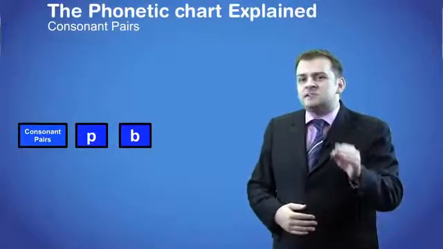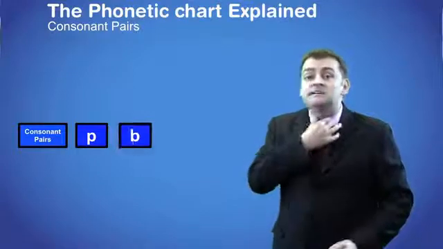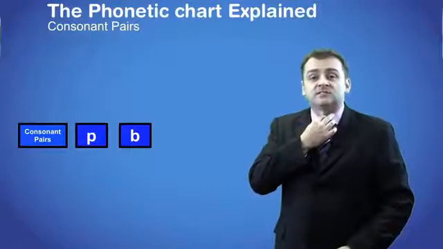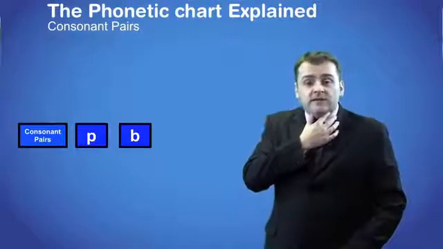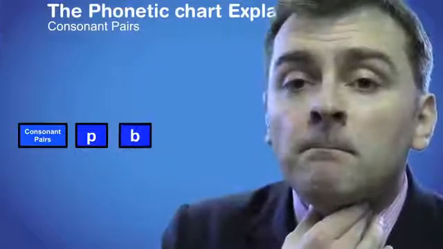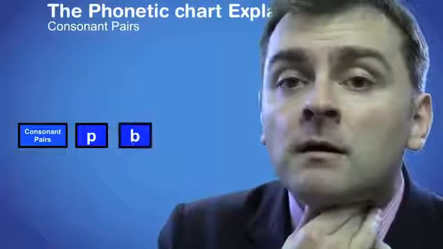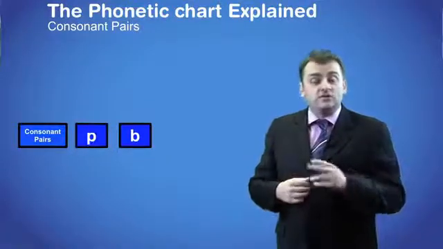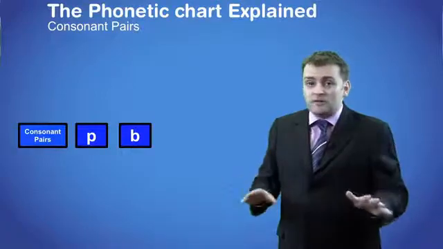The only difference is B is voiced, which means that we use our vocal cords to produce the sound. If you feel your neck when you say the sound, you should feel some vibration. B, b, b. Now if you say p, if you say it correctly, you won't feel that vibration.